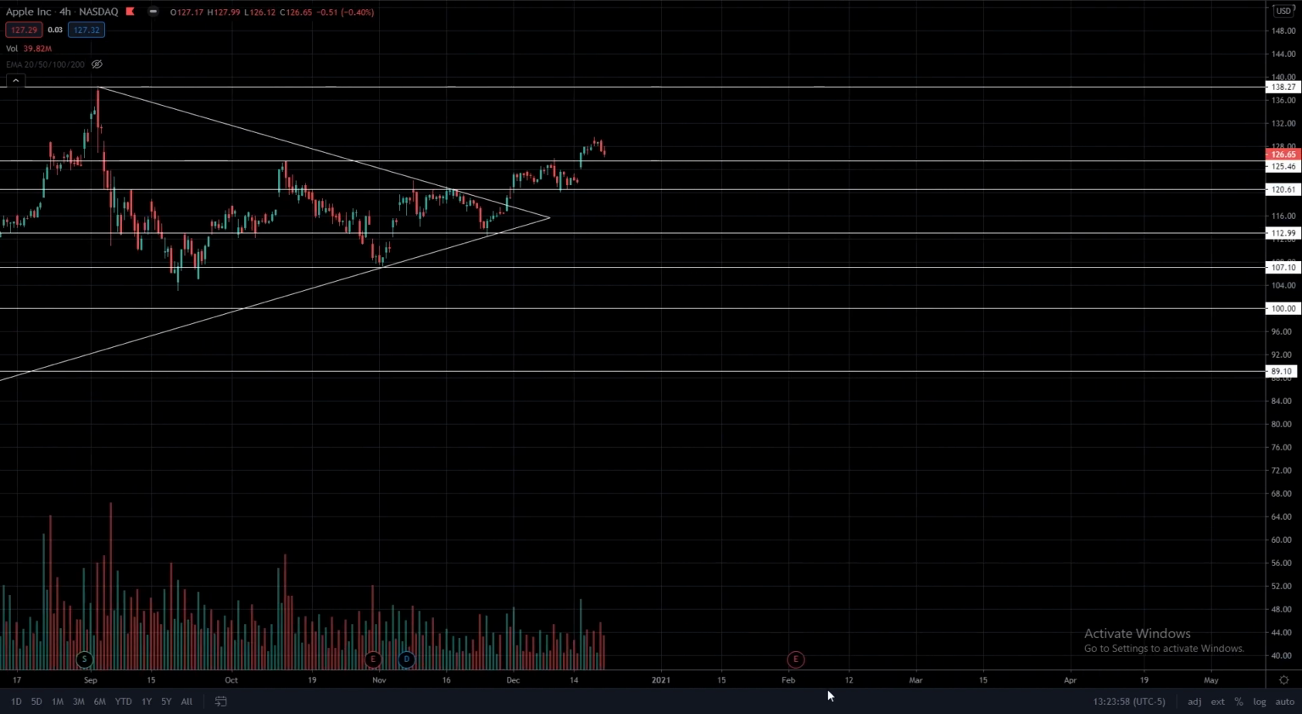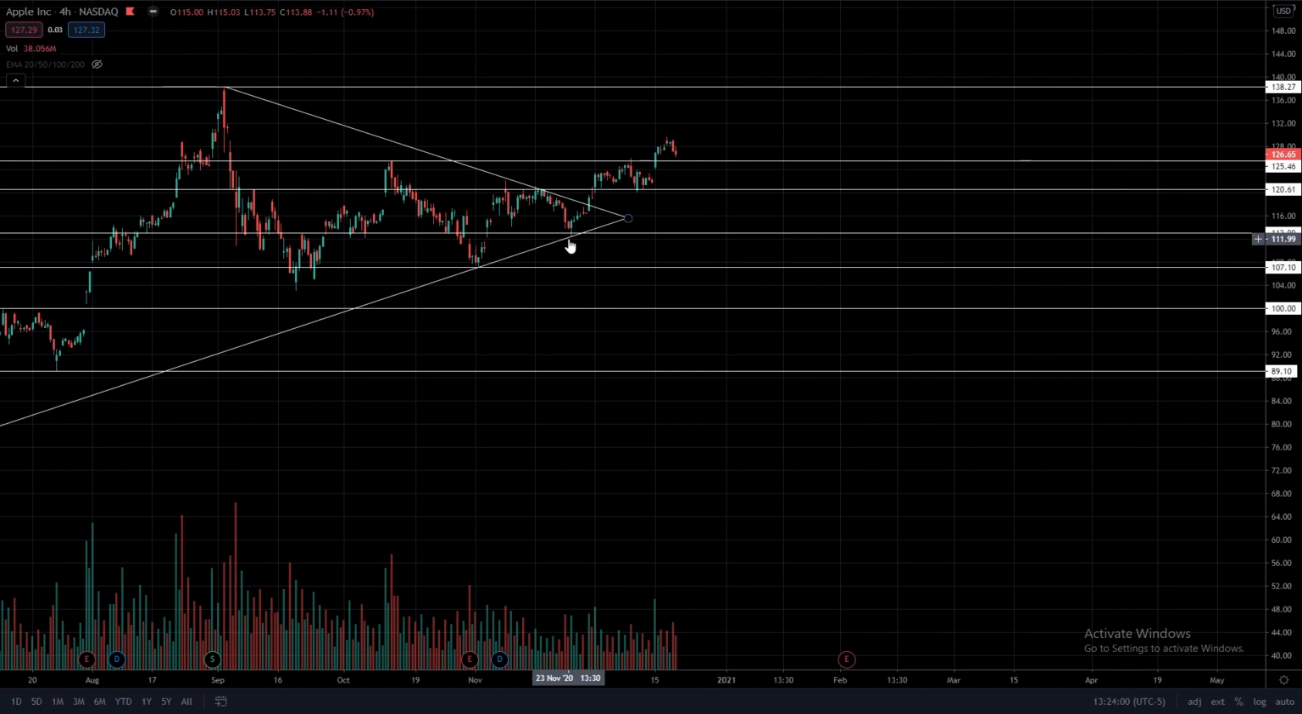So if you got an entry near, let's say you played this last bounce off the trend line, which is near 112, you would have played it all the way up to already almost 130. So that was an extremely good setup, extremely good play. It just shows how good these chart patterns and learning technical analysis and learning how to set up charts can definitely pay off for you.